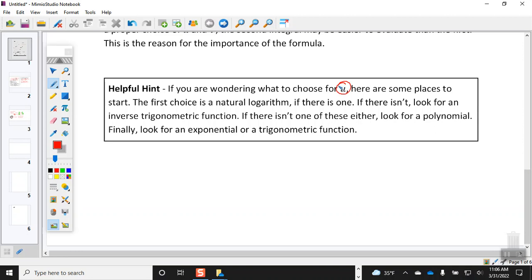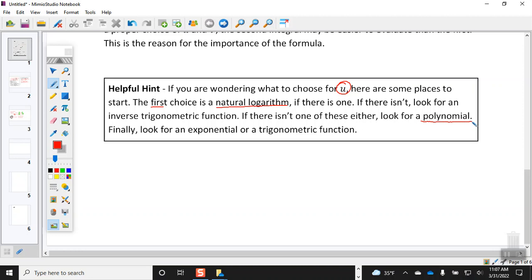If you are wondering what to choose for u, here are some places to look. First, and this kind of orders it, the first choice is natural log. If there's ever a natural log in there, let u equal that, okay? Is a natural log always going to be in there? No. If there isn't one, look for an inverse trig function, like arc sine, arc cosine, or arc tangent. If there isn't one of those, then look for a polynomial.